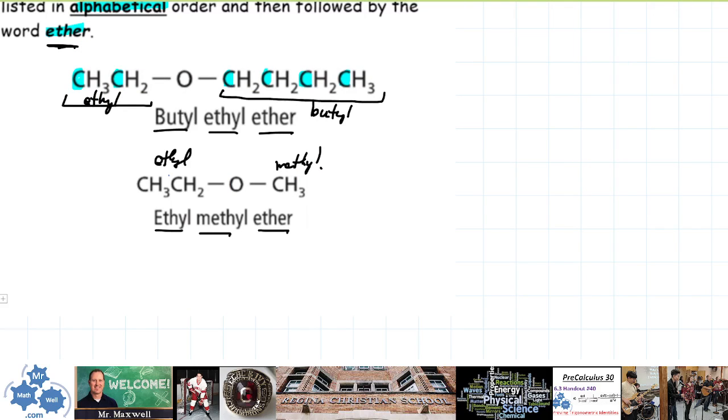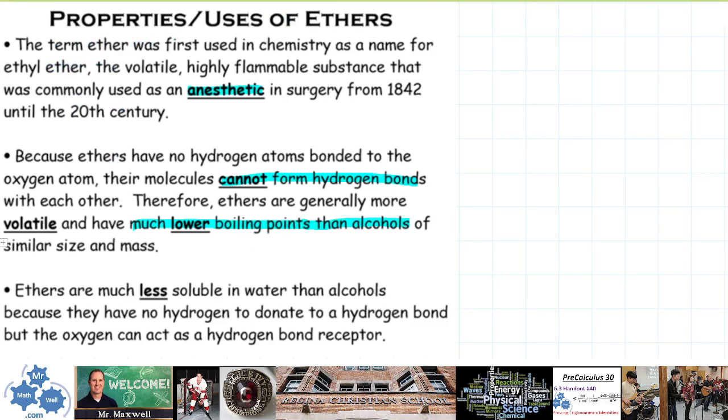All right. We'll get some practice naming after we talk about properties and uses. So the term ether was first used in chemistry as a name for ethyl ether, the volatile, highly flammable substance that was commonly used as an anesthetic in surgery from 1842 until the 20th century. So an anesthetic, like anesthesia, to knock you out, or at least to put you in a state where you're not feeling all that they're cutting off.